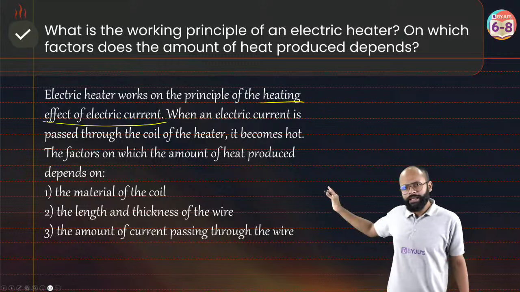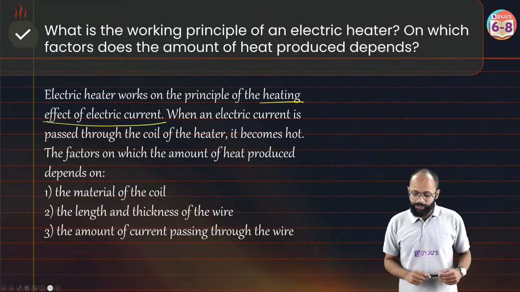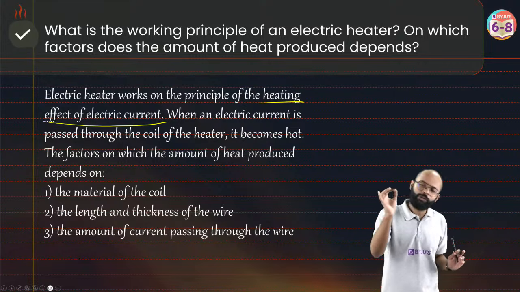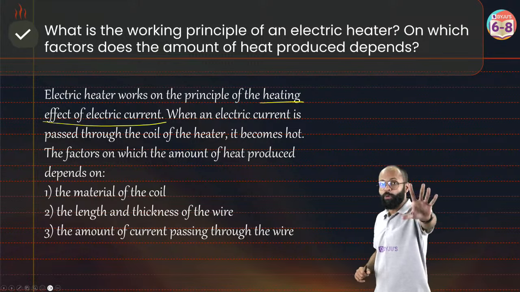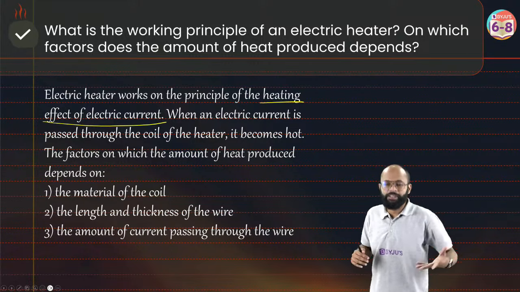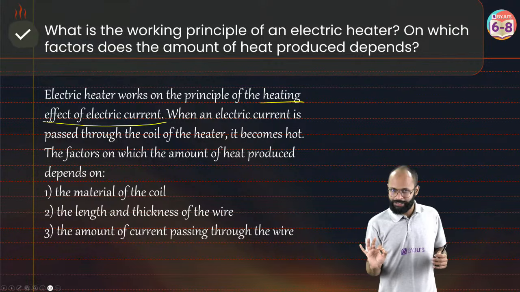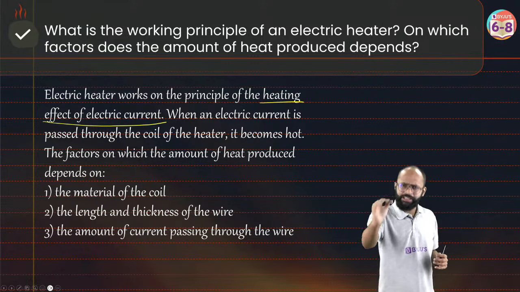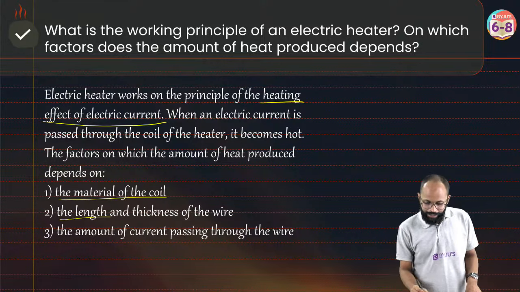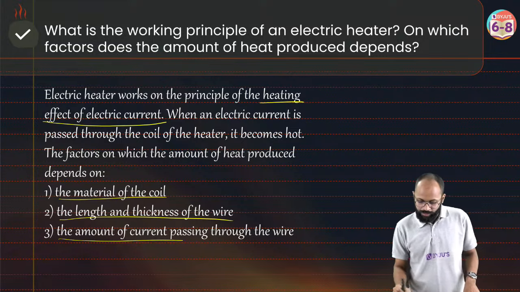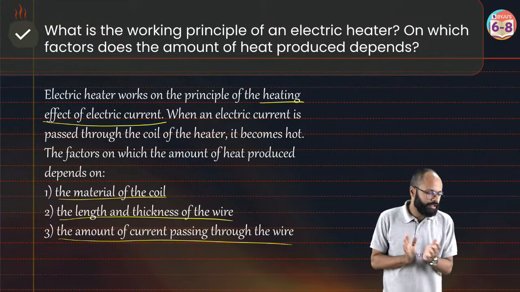So why don't you underline this? Heating effect of electric current. When electric current is passed through the coil of the heater, it becomes hot. Nobody may read so much, but you write it, okay? The factors on which the amount of heat produced depends: go to points. Whenever you are writing factors, reasons, or properties, use point to point statements. Points are the best and easy to read. First factor, material of the coil. Second factor, the length and thickness of the wire. Third factor, the amount of current passing through the wire. Done.